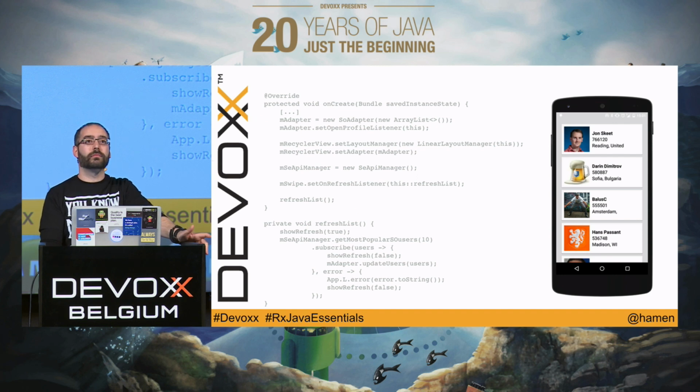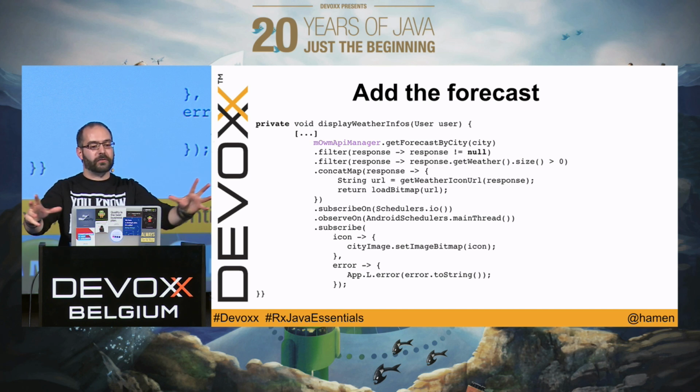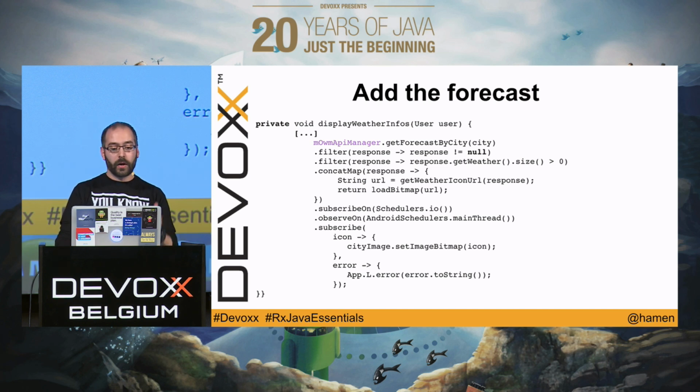That's the app. 10 lines of code. We want the same drill for the forecast, so we create an API manager for the OpenWeather API. We do the same for the timer. We created this getForecastByCity method. We filter out the responses that are null or that are not quite what we want, and we concatMap a new observable.